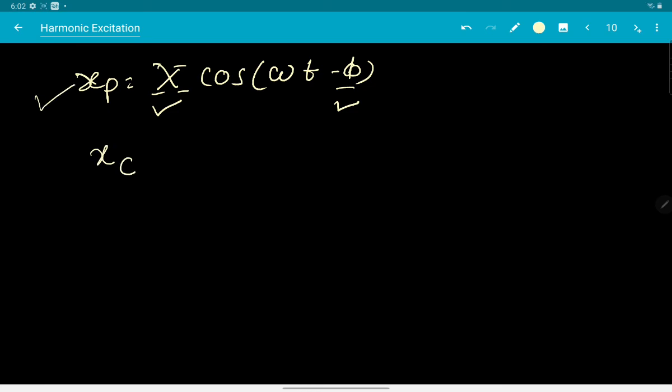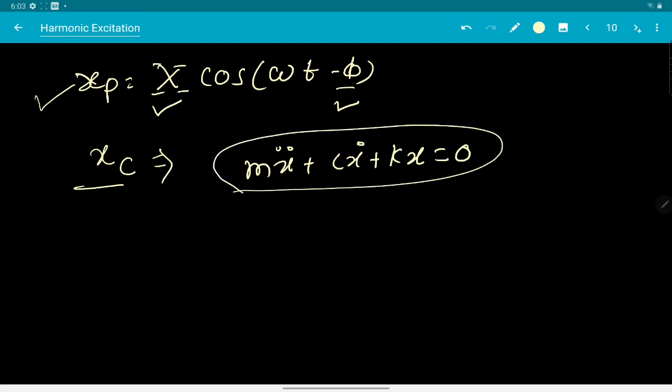Then we know what xc will look like. What is xc? xc is the complementary solution. What is the complementary solution? It is the solution that disregards the non-homogeneous part of the differential equation, and hence it will be the solution of this system. There will be certain initial conditions which we are going to satisfy afterwards, so it is the solution of this differential equation.